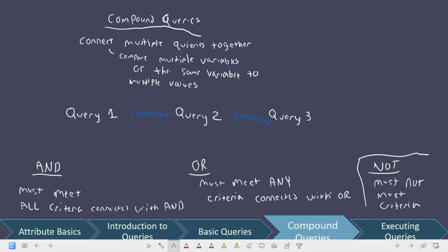So I know this can be a little bit confusing. Let's go ahead and go through several examples of this idea of compound queries.